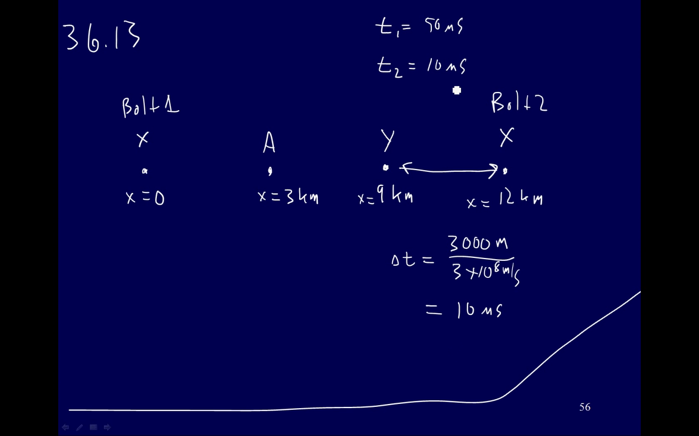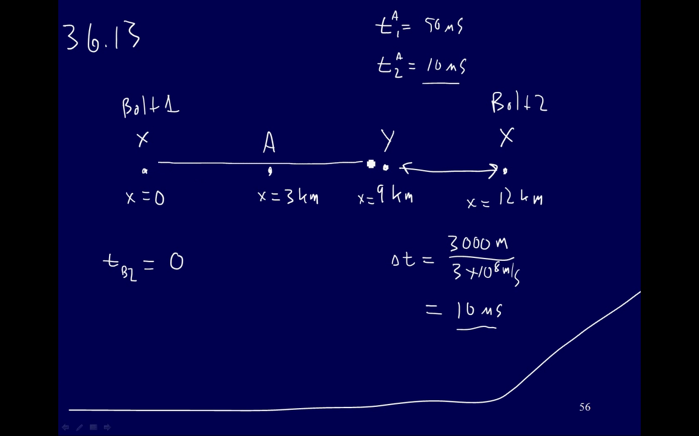So that means since it came to me at exactly 10 microseconds, according to my clock, this would be the arrival of bolt 1 and the arrival of bolt 2. By my clock then, the actual event bolt 2 happened at time equals 0, because it takes 10 microseconds to get to me, and that's how long it takes to travel.